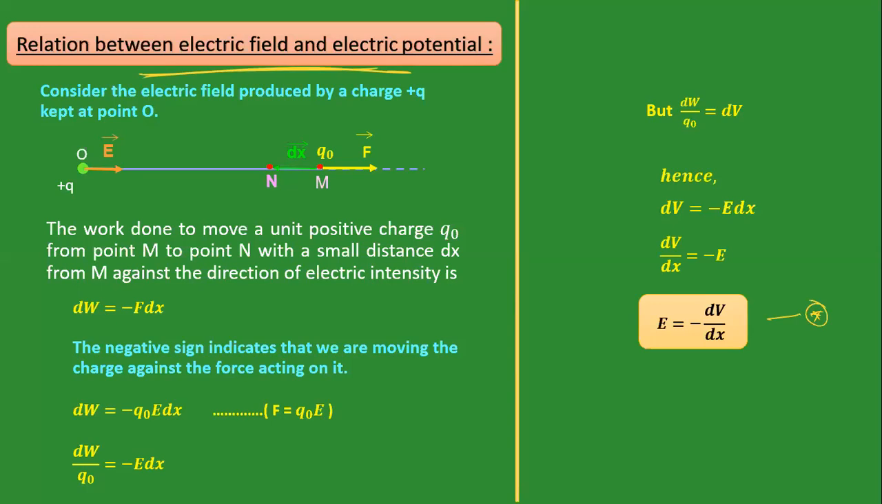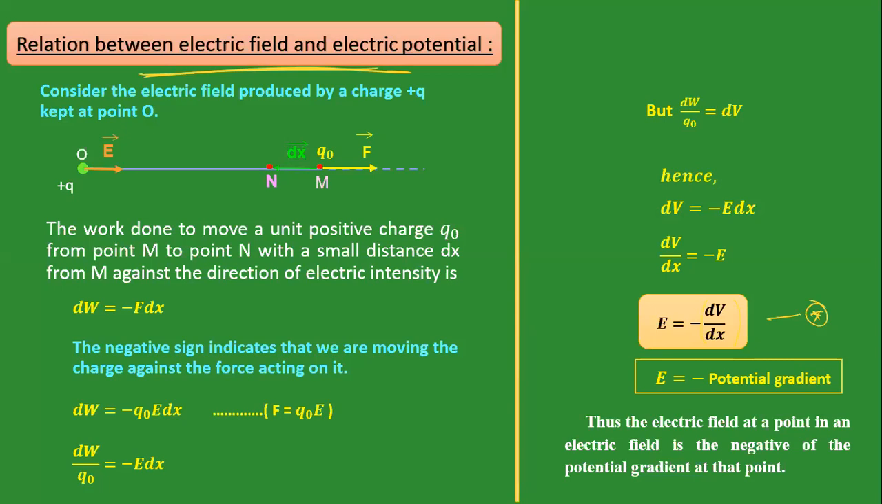So these are the easy steps that you have to remember. And remember, this dV by dx is called the potential gradient. So we can write here E is equal to minus potential gradient. Thus, the electric field at a point is the negative of the potential gradient at that point.